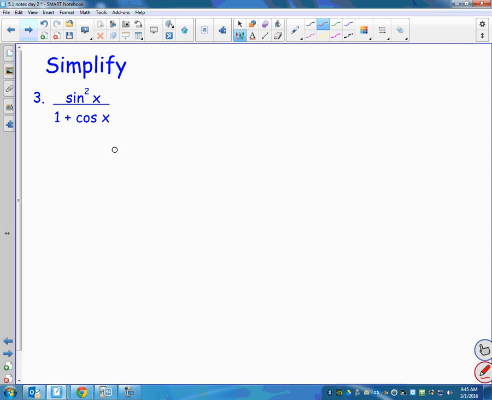1 plus just cosine, right? That's not cosine squared. It doesn't equal anything. So I say we can do nothing with that. What about the top? Can I rewrite sine squared so that it's in terms of cosine? So if I could plug in what that equals in terms of cosine, then maybe I could simplify it.